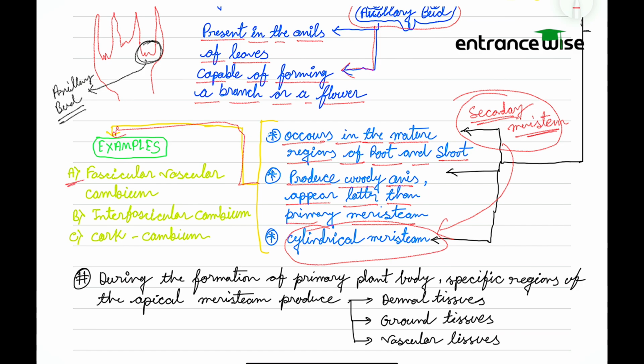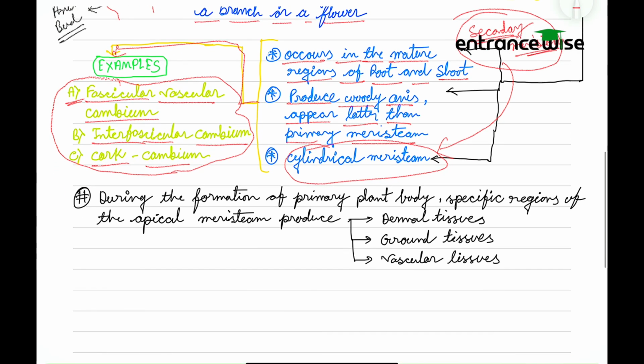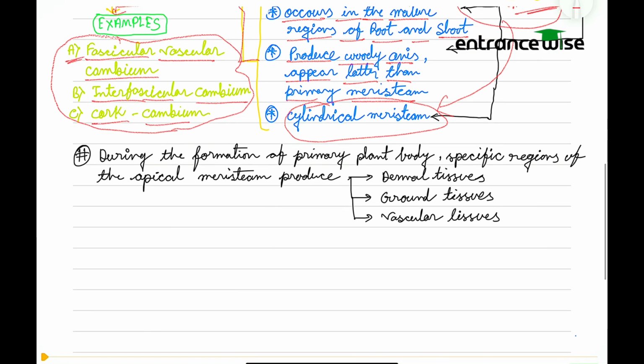Here are a few examples of secondary meristem. One is fascicular vascular cambium, the second is interfascicular cambium, and the third is cork cambium. All these three topics we're going to discuss later on, at the end of this chapter.